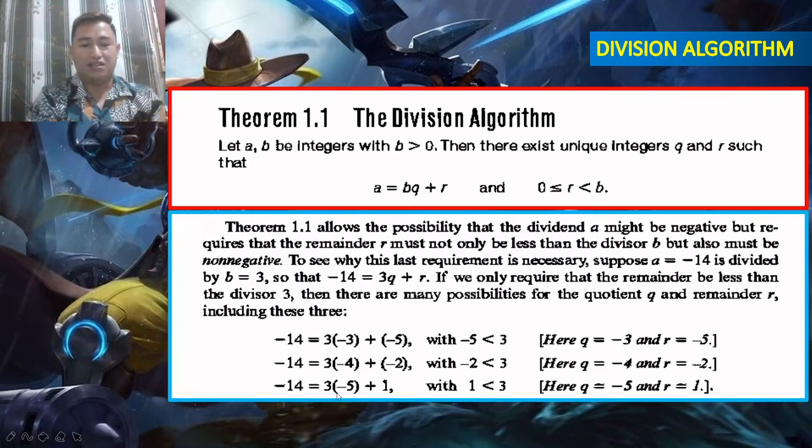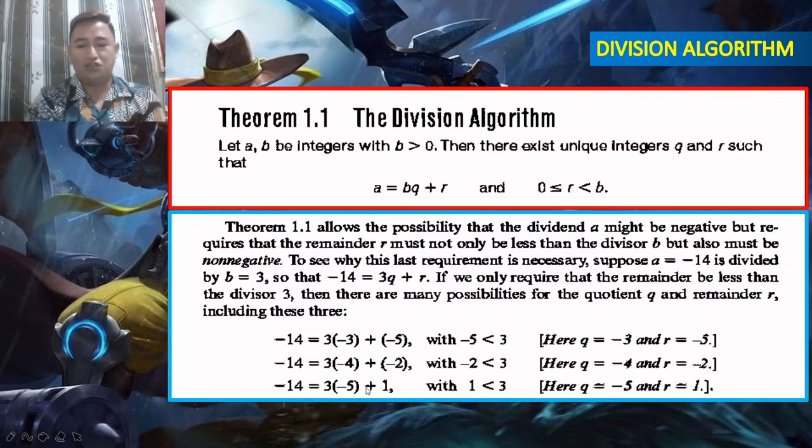So, if ang q na ni class is negative 5, tanawa class. Okay, plus 1. So this is negative 15 plus 1 is negative 14, with 1 less than 3. So, in here, class, q is negative 5 and r is equal to 1.